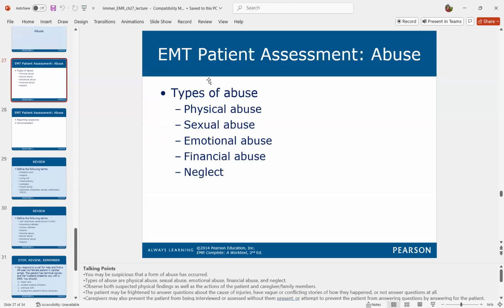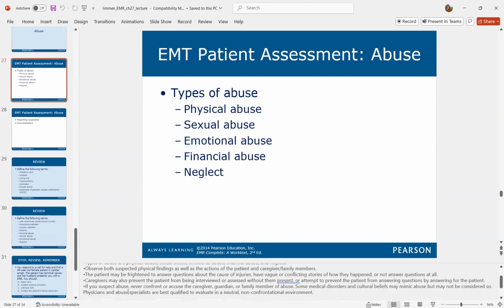So again, physical, sexual, emotional, financial abuse, and then neglect. If we suspect any of this, document it well, document it objectively. Don't put your opinion on it, just put what you observe. Both suspected findings as well as the actions of the patient, caregivers, family members.